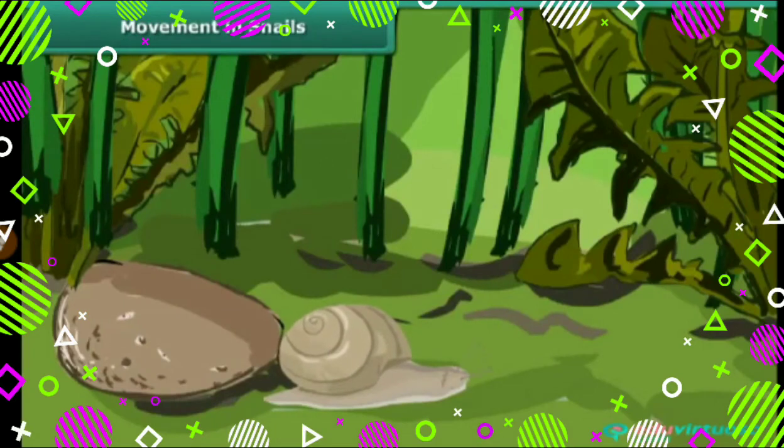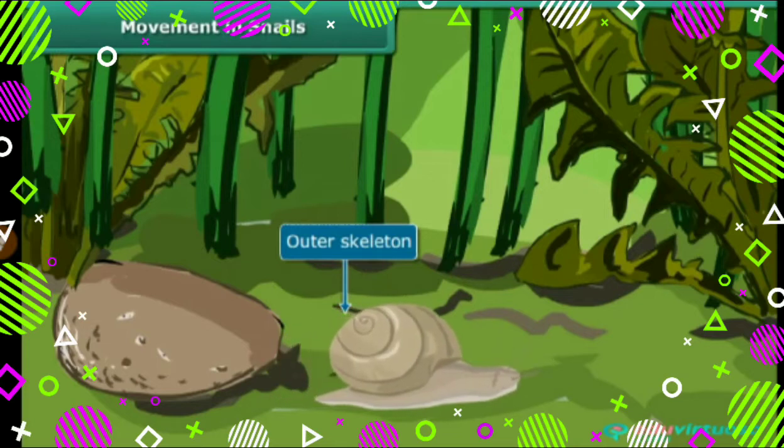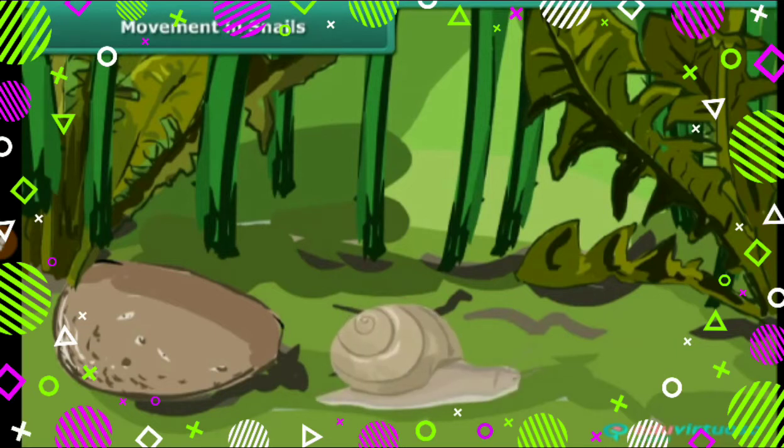Movement in snail. The outer skeleton of the snail, the shell, is made of calcium carbonate. The snail pulls this shell along as it moves. The snail can even hide its head inside the shell. The strong muscular foot below the shell can protrude.